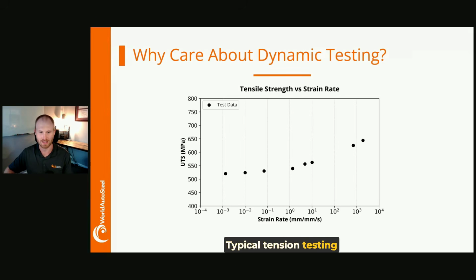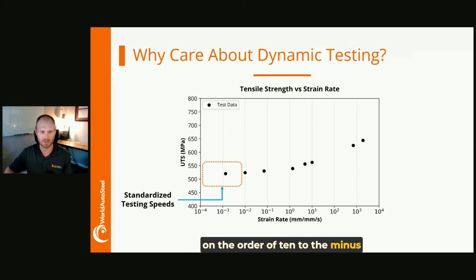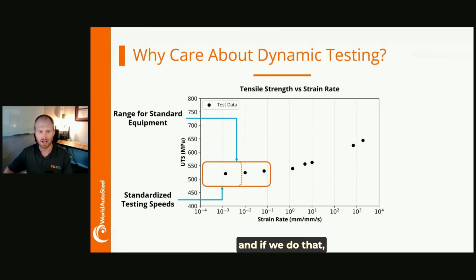Typical tension testing standards require testing speeds on the order of 10 to the minus 4 to 10 to the minus 3 per second. The load frames that perform these very tests can also be run at higher speeds. And if we do that, we can cover strain rates up to around 10 to the minus 1 per second.